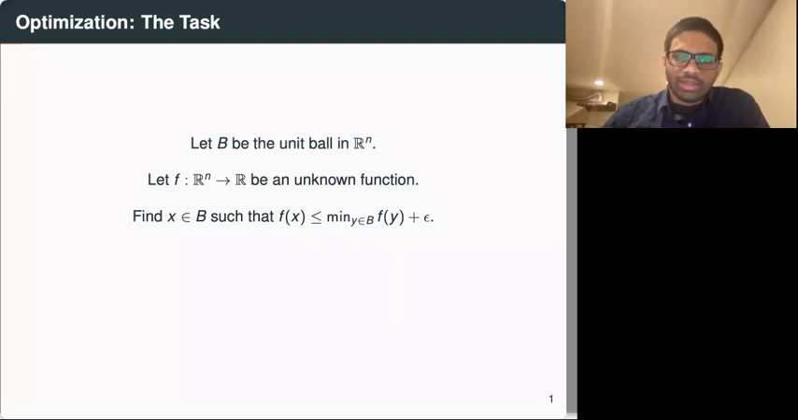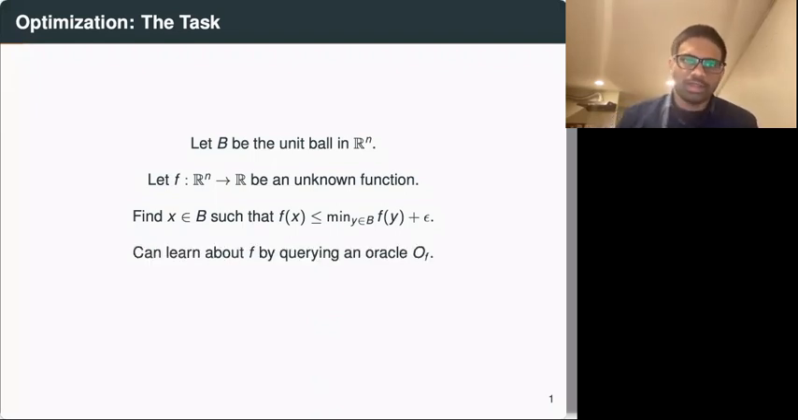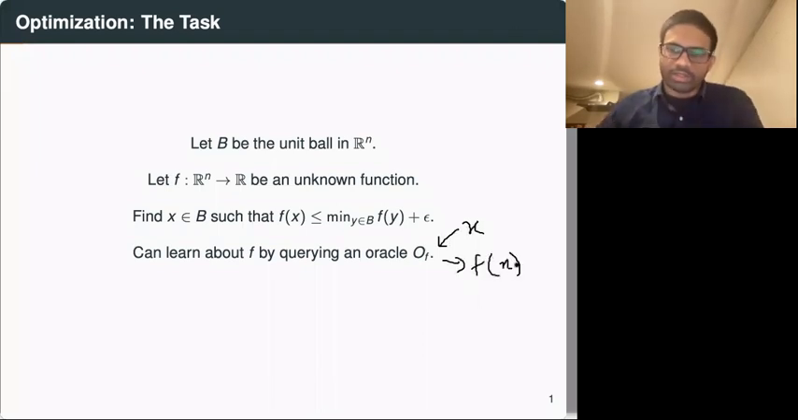If the function is really unknown, you can't really output such a point. So you should be able to learn about the function somehow, and that is given to you via an oracle. I'll be more precise as to what the oracle is, but for now, just think of it as some machine to which you can give an input x, and it'll output to you f of x or some related information about f at the point x. Unfortunately, even with this oracle, you still might need infinitely many queries because there might be a single point where f takes a really small value.